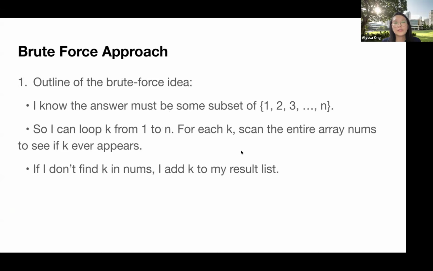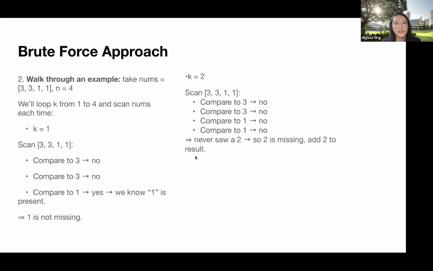So firstly, you will start off with the brute force approach, and you will outline your idea to the interviewer. You can tell them, I know the answer must be some subset of 1, 2, 3 to n, and then I can loop k from 1 to n. For each k, you can scan the entire array nums to see if k ever appears. If I don't find k in nums, I add k to my result list.